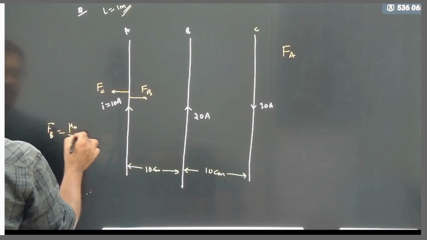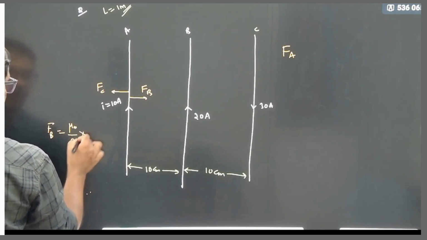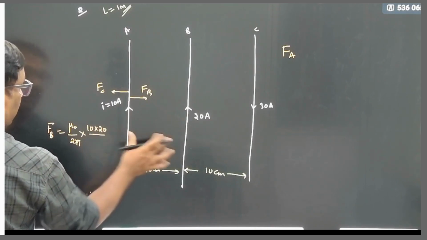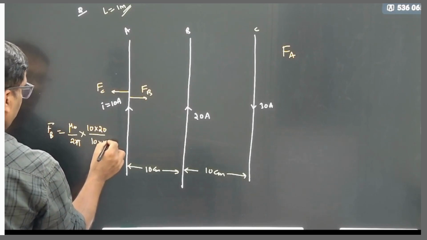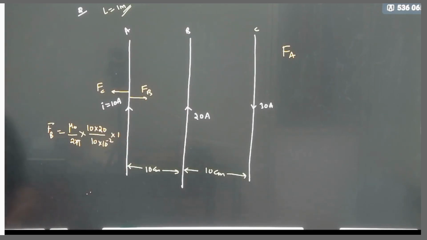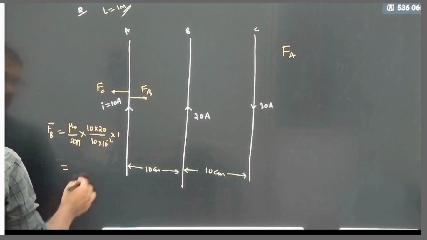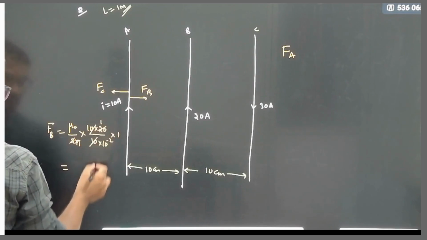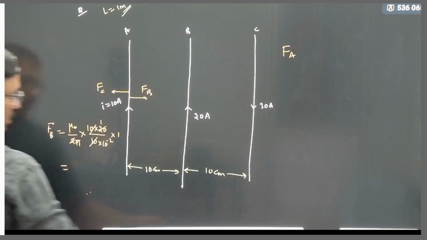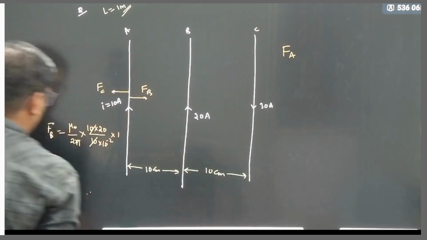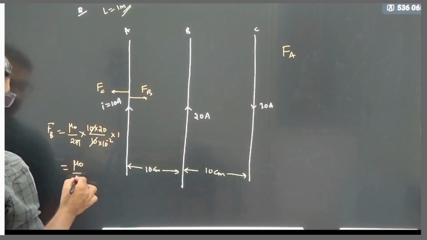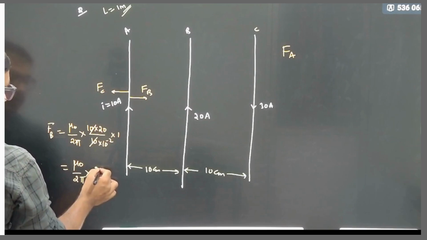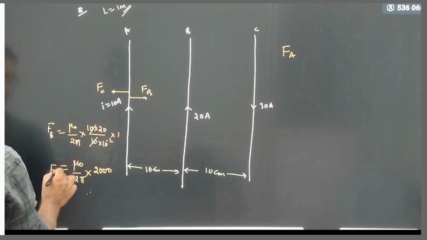Mu naught by 2 pi into the currents, 10 into 20, divided by the distance, which is 10 into 10 to the power of minus 2, into l. Clear? The 10 cancels here. So we write mu naught by 2 pi into 2000. So this is the force due to B.